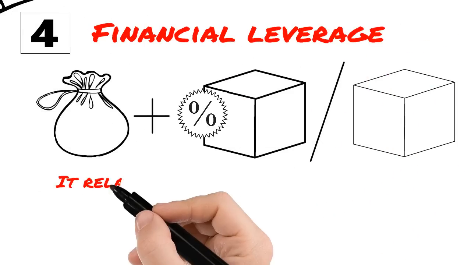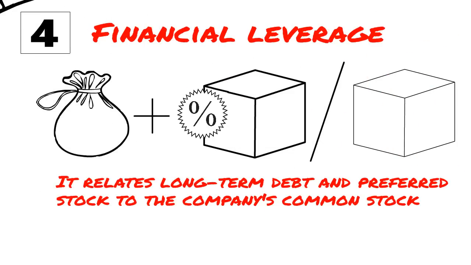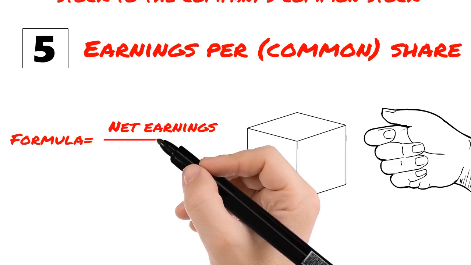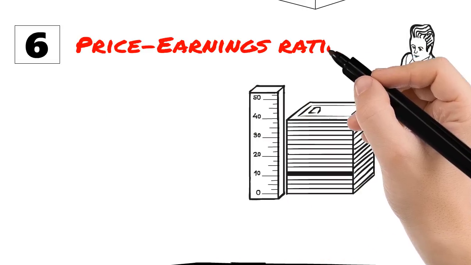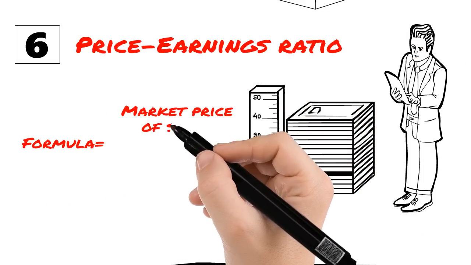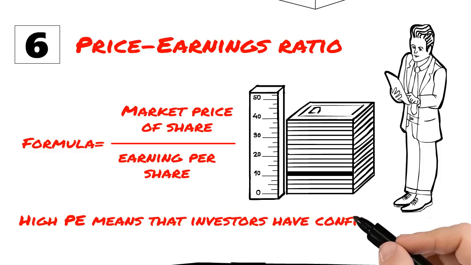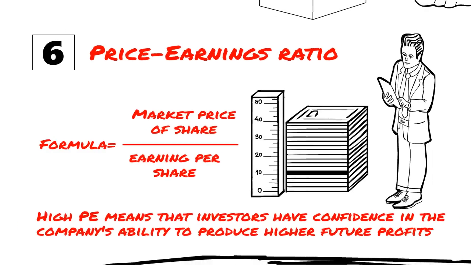Financial leverage relates long-term debt and preferred stock to the company's common stock. High leverage can work for or against the company depending on earnings available to common shareholders. Earnings per common share. Formula equals net earnings divided by number of common shares. Price-earnings ratio equals market price of share divided by earnings per share. A high P/E means that investors have confidence in the company's ability to produce higher future profits.